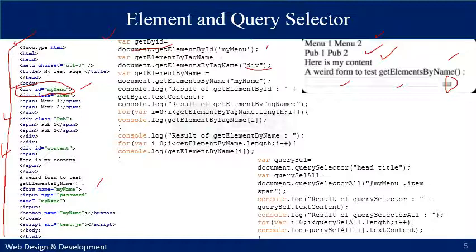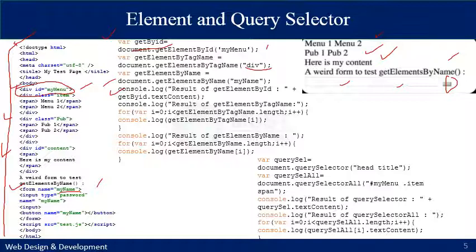You can also get elements by name, and this is done by the third method, document dot get elements by name, and you can provide the name known as my name. So my name is a form, and it has a name my name, and it will give you a list of elements in the form. The next line shows that you can write the console log, and the result will be displayed in the console box.